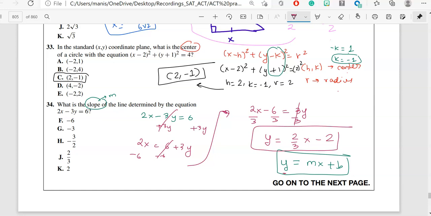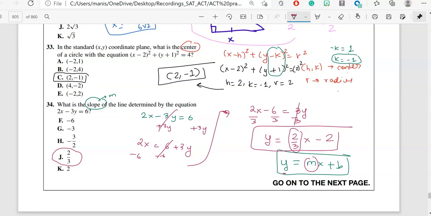So when I compare both of these, this m and this m over here, that's my value of m. The coefficient of x, that's my m, that's my slope, 2 over 3. Option choice J is my correct answer for this problem.